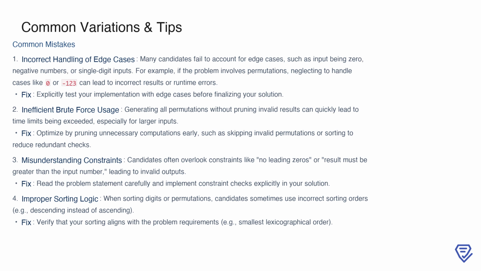One frequent issue is the incorrect handling of edge cases. For example, inputs like 0, negative numbers, or single-digit values are often overlooked, which can result in runtime errors or entirely wrong outputs. To address this, it's crucial to explicitly test your solution with a variety of edge cases to ensure robustness.